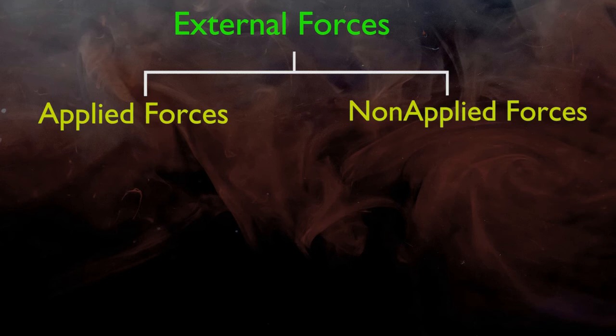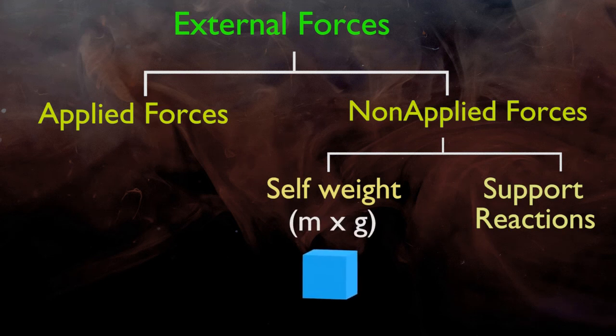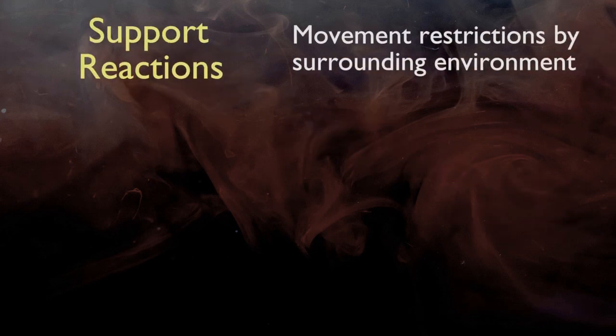So let's divide the external forces acting on an object into two parts. One is applied forces and another one is non-applied forces. Non-applied forces can be subdivided into self-weight of the object and support reactions. Self-weight W is the mass of the object multiplied by gravitational acceleration g and is always assumed to be acting vertically downward through the center of gravity of the body. Reactions are forces developed due to restriction to the free movement of the object in any direction by adjacent bodies.